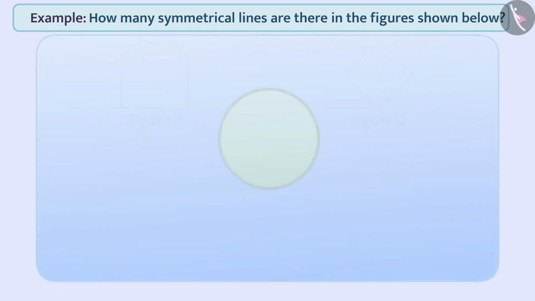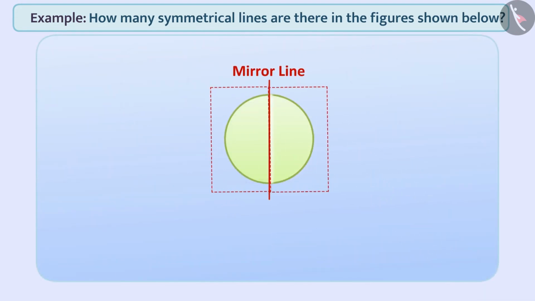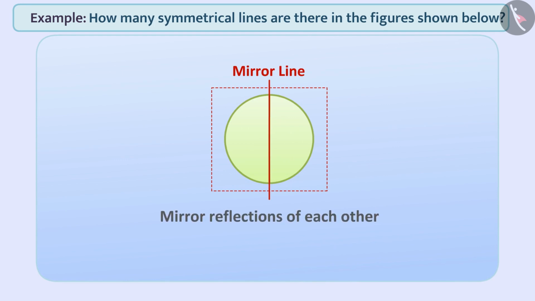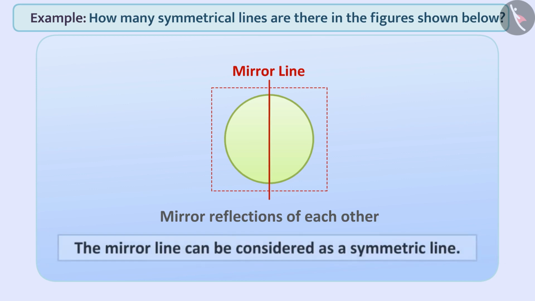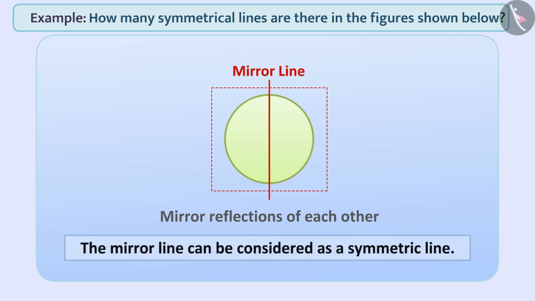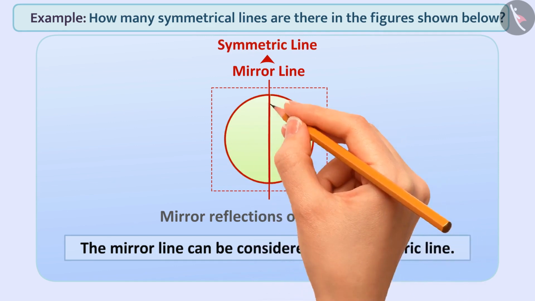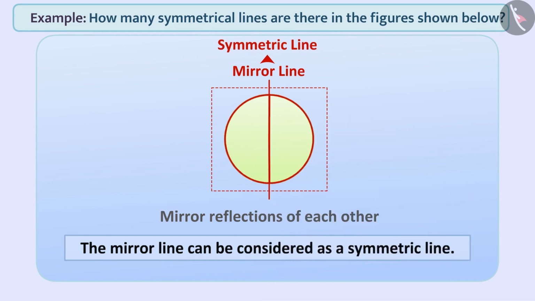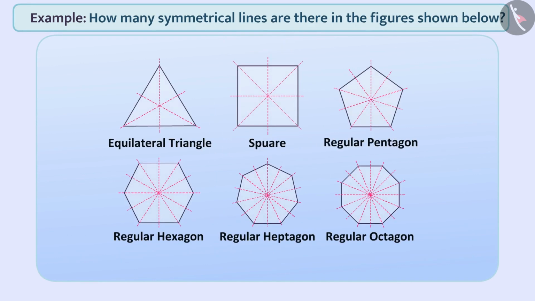We know that a mirror line divides the shape into two parts that are exactly like each other, as if they are mirror reflections of each other. In the context of line symmetry, the mirror line can be considered as a symmetric line. That is, we can say that the symmetrical line divides the shape into two parts, which are mirror reflections of each other. With this understanding, we can find the number of symmetrical lines in the given figures.